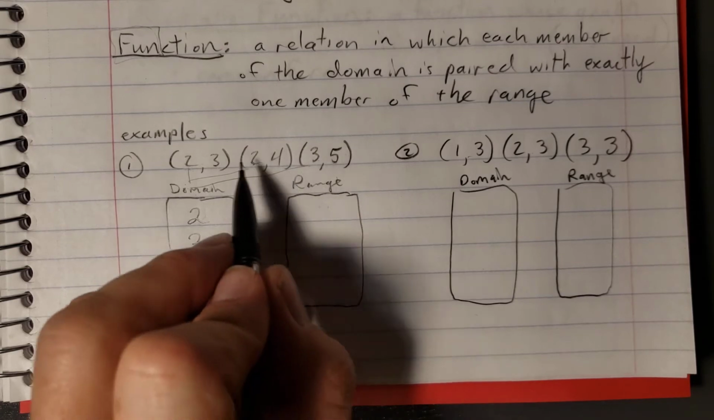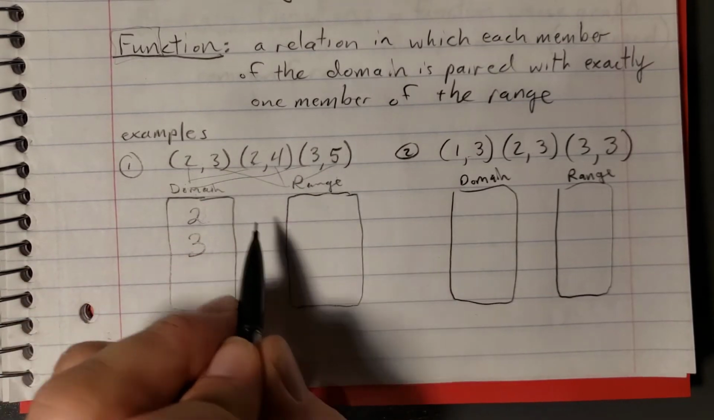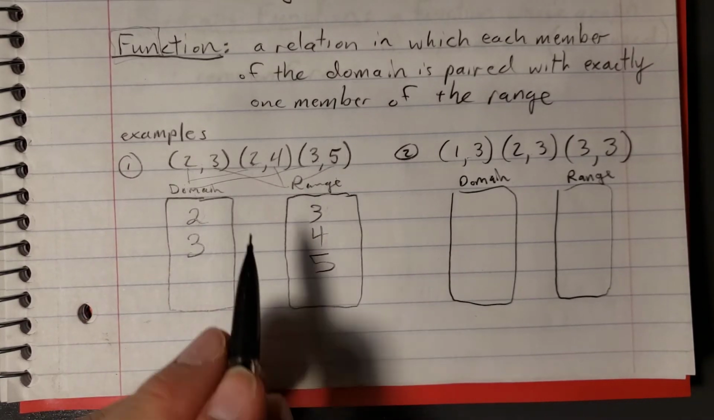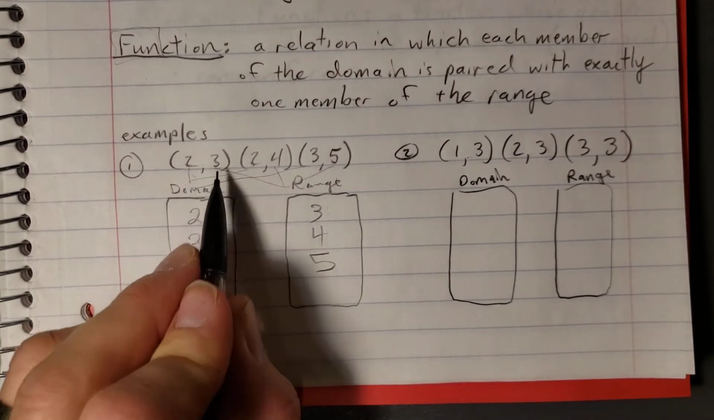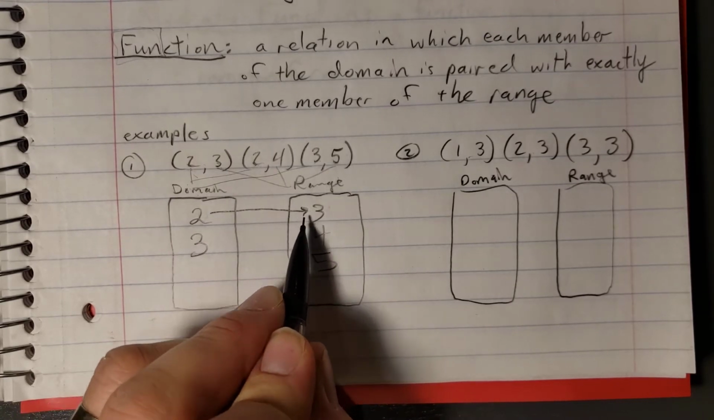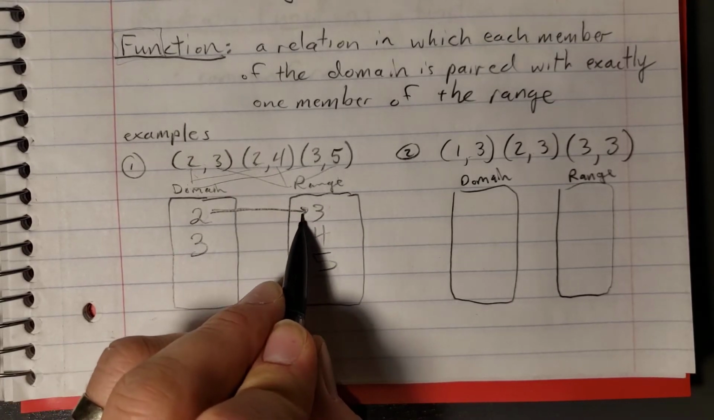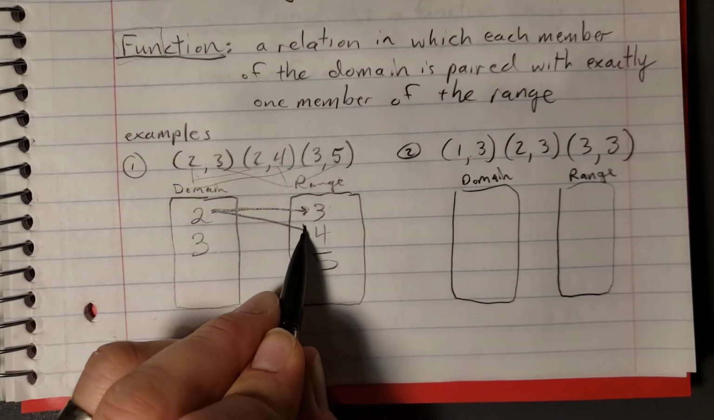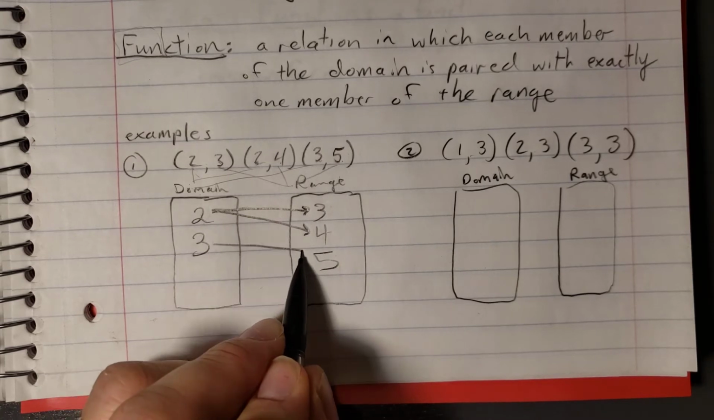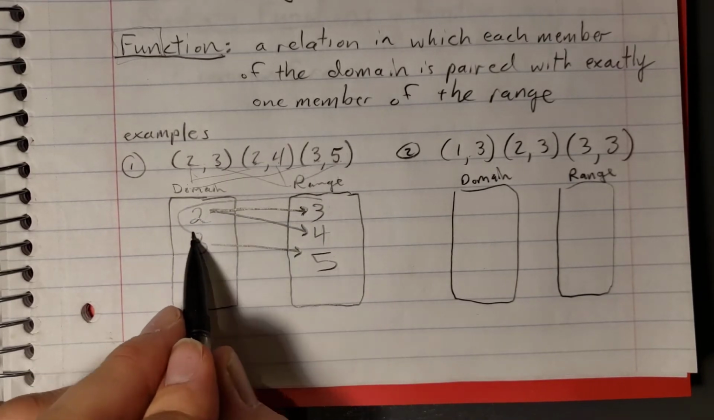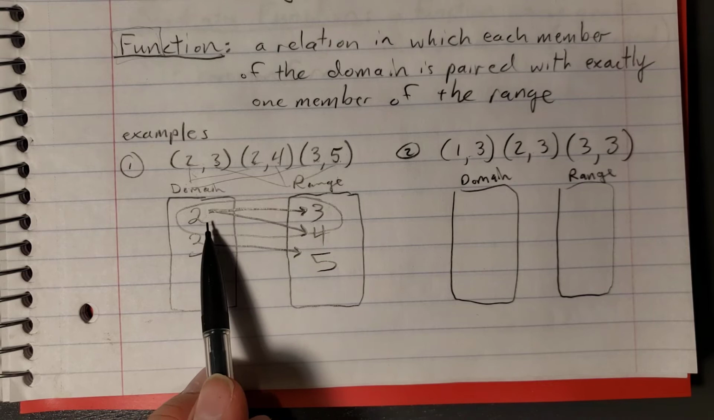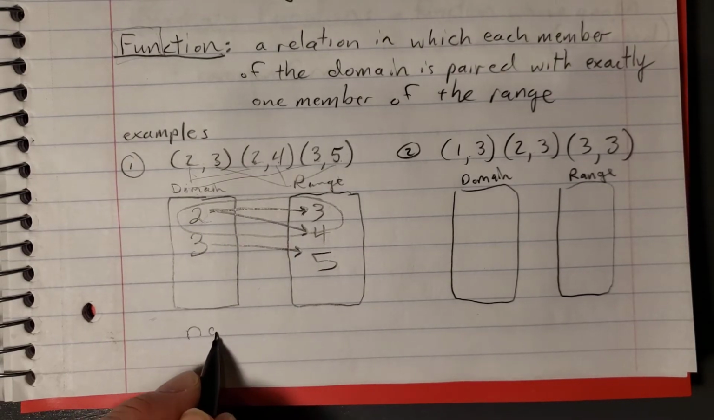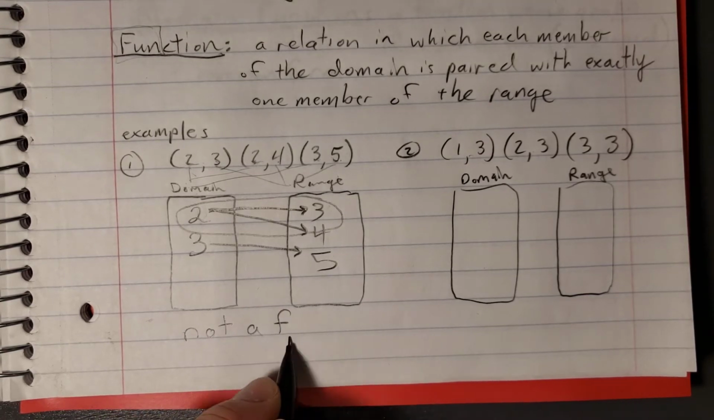Now we're going to fill in the range. We got the range of 3, 4, and 5. So let's see what they're paired with. The 2 is paired with a 3. But is that its only partner? No. Then that next point says 2 is paired with 4 as well. Now the 3 only has one partner. The 3 is only paired up with 5. But right here is what disqualifies this relation from being a function. Not a function.